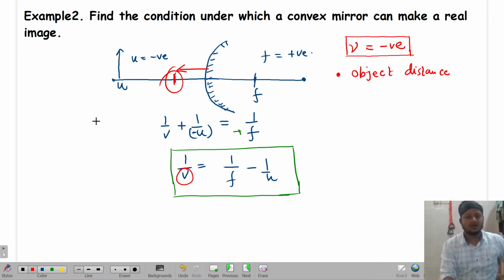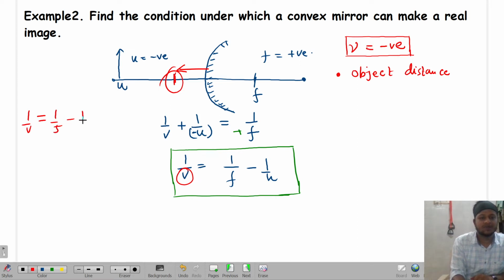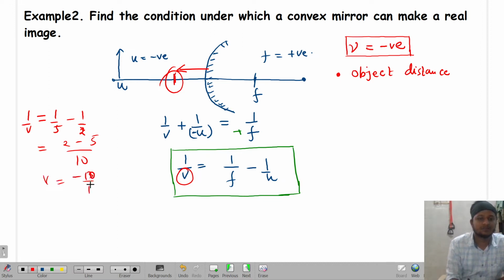ओके अनुज, ये गगन, ये देखो, 1/v मैं लिखता हूँ 1/f माइनस 1/2, क्या हो जाएगा? ये नेगेटिव हो जाएगा कि नहीं हो जाएगा बताना? ये v नेगेटिव आएगा कि नहीं आएगा? रिजल्ट, this is 10, this is 2 minus 5, got it or not? You got the v as equal to minus 3 by minus 10 by 3 or not?